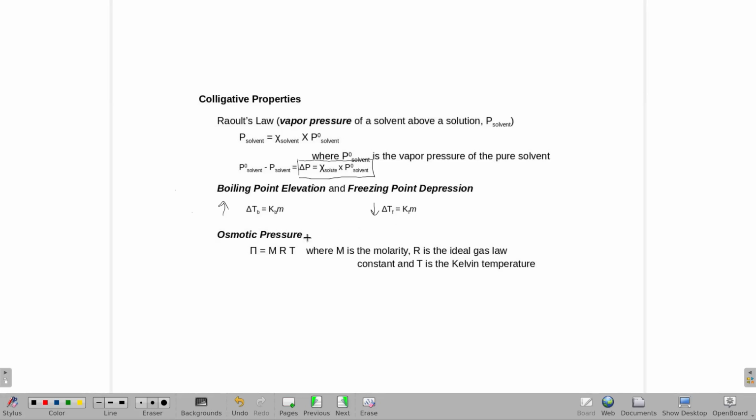And the last one, osmotic pressure. This is the Greek pi, it's just the capital pi. The osmotic pressure, or the pi, is the molarity times the R, the gas constant, the 0.082016.